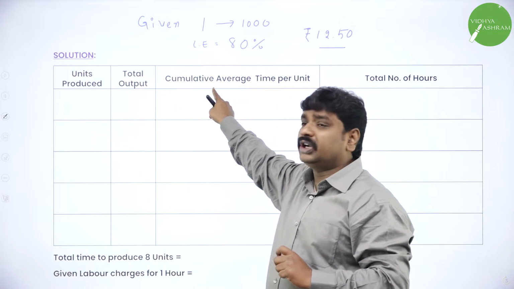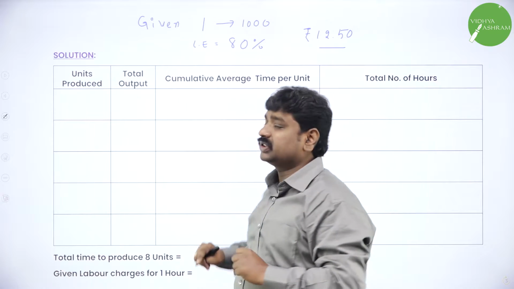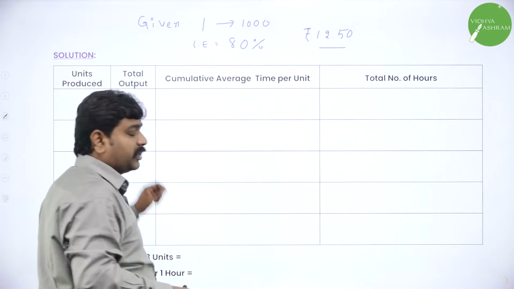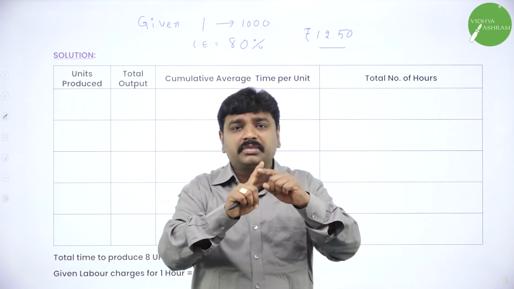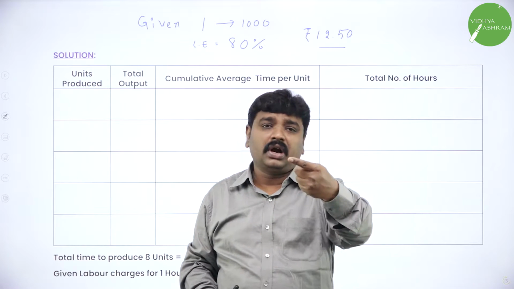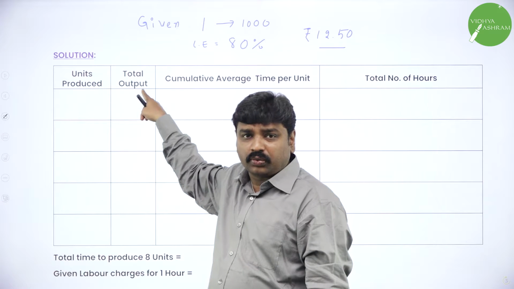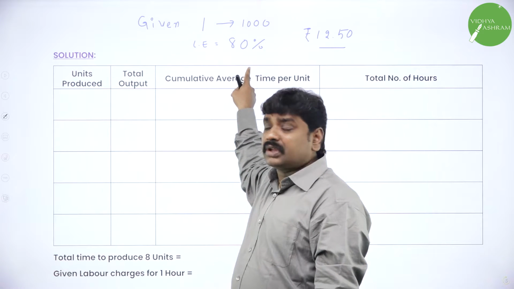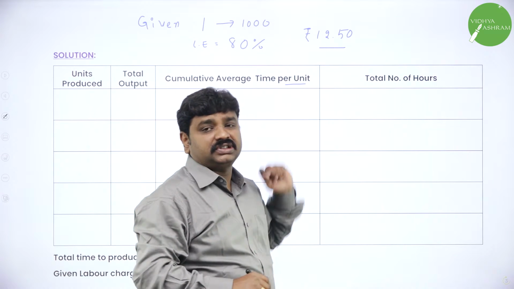Then cumulative average time, the time taken per unit. Then total number of hours. Please remember this. Make a table containing 4 columns. The first column is units produced. Sometimes the problem will be in lots, then you write lots produced. Now, the problem is in units, so units produced, total output, cumulative average time per unit, then total number of hours.